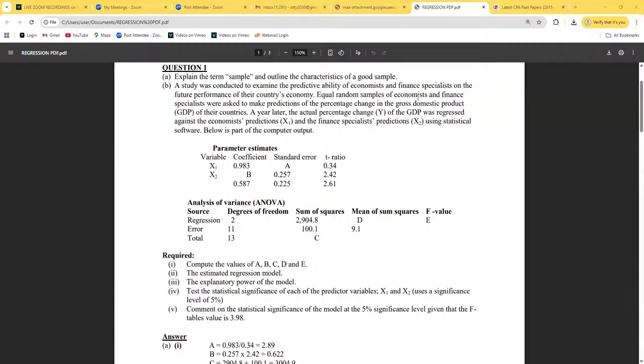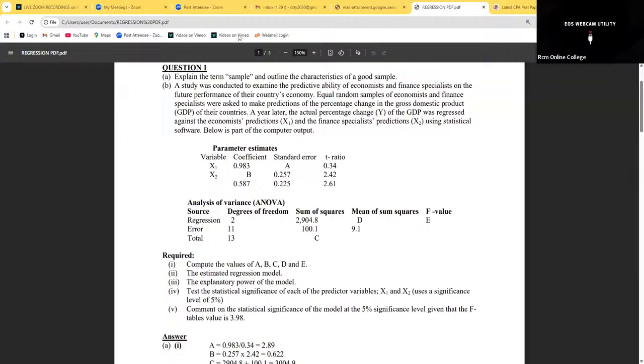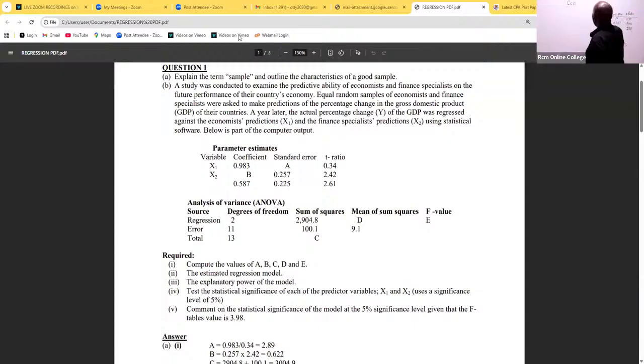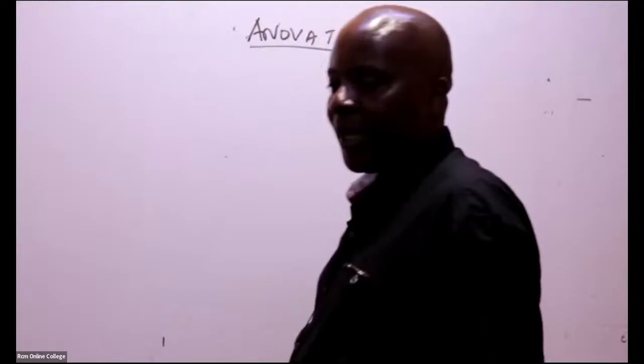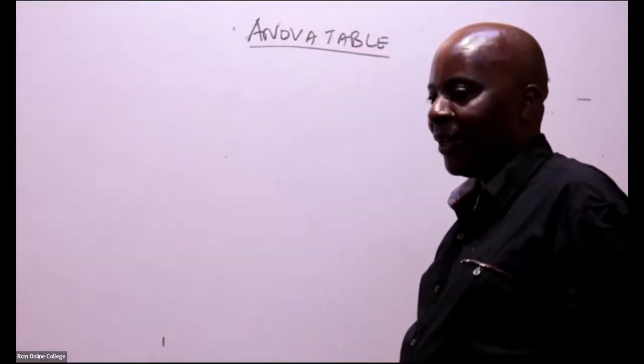All right. So then let's copy down the table. We call it the ANOVA table. I hope it should be very clear as it was. Yeah, now it should be okay.